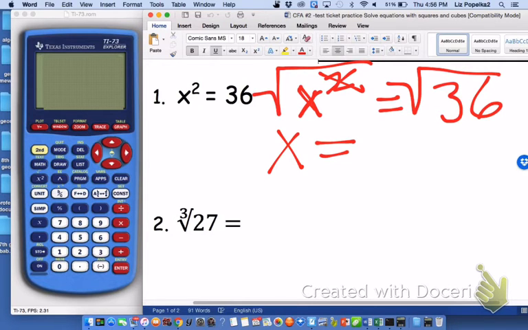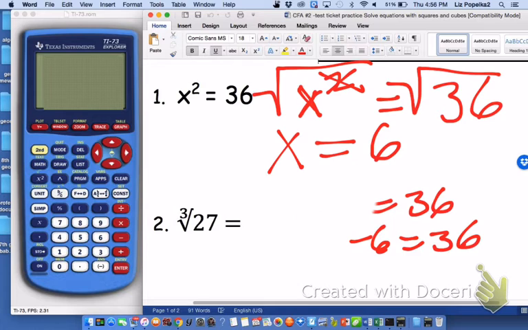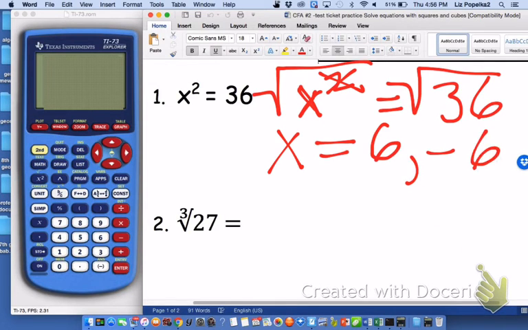The square root of 36 is 6. Please remember also that when you're dealing with square roots, you have a positive and a negative square root, because positive 6 times positive 6 is 36, but also negative 6 times negative 6 is 36. So I'm not just going to have a positive 6 for my answer, I'm also going to have a negative 6 for my answer.